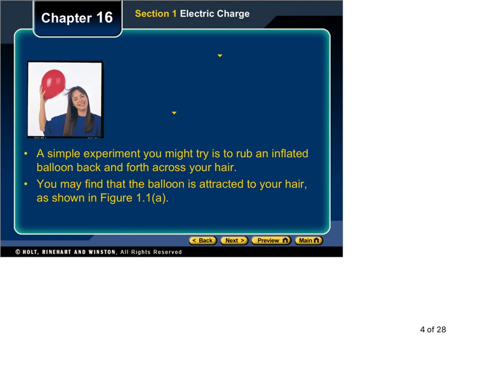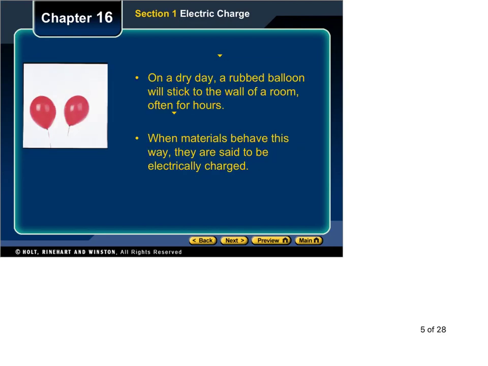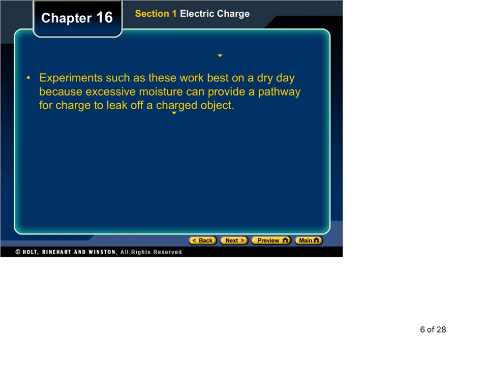A very simple little experiment is just rubbing a balloon on your hair, and then that balloon is going to be attracted to your hair. That same balloon, if it's on a dry day, will stick to a wall. All this is because we have electrically charged objects. It works on a dry day because moisture in the air can provide a pathway to leak off the charge.